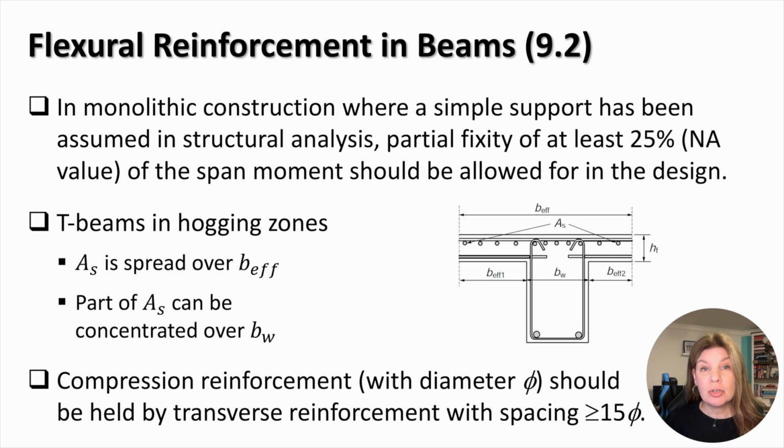In monolithic construction, where simple support has been assumed in structural analysis, partial fixity of at least 25% of the span moment should be allowed for in the design. In hogging zones of flanged beams, tension reinforcement can be distributed over the effective width of the flange. Part of the bars can be concentrated above the web. Compression reinforcement in beams should be held by transverse reinforcement with a spacing of at least 15 bar diameters.